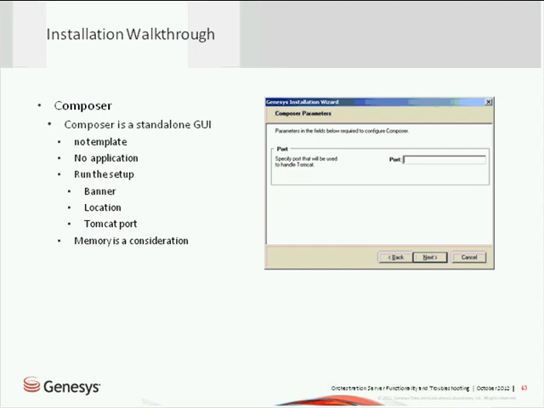So Composer install, again, pretty standard. It's a standalone GUI, so there's no template, there's no application. You literally just run the setup. You'll get a banner page. You'll get a location where to install it. The only tricky part of the Composer install is you've got to make sure you've got a unique port for Tomcat if you're going to use it. You don't want to use an existing port.